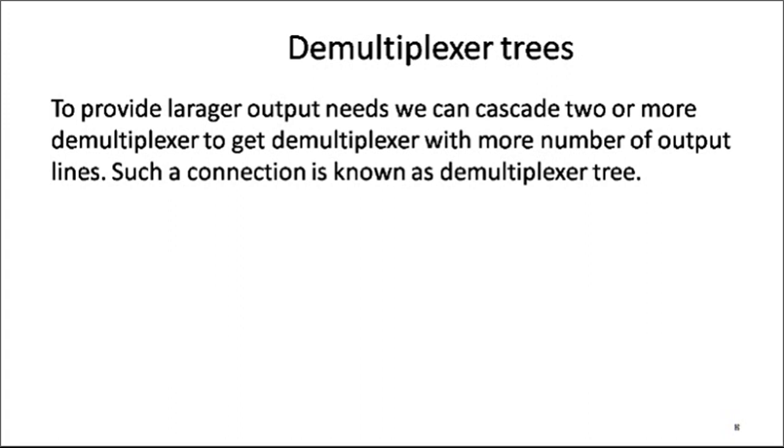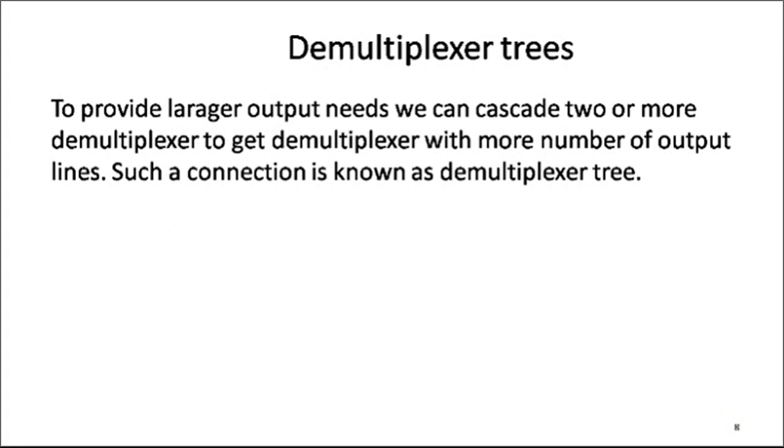So 1 to 8 we can use, and we can build up the 1 to 16. Suppose we have the 1 to 4 demultiplexer and we want to design the 1 to 16. What we have to do is use the 4 demultiplexer outputs combined, and for each of those 4 we require another 1 to 4 demultiplexer. Like this, you can cascade the demultiplexers.